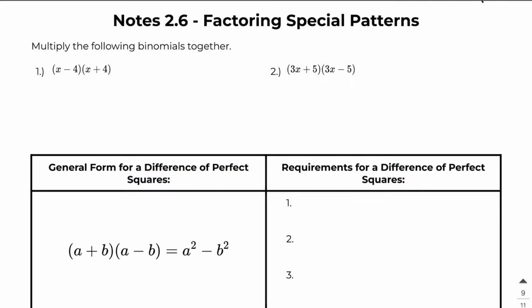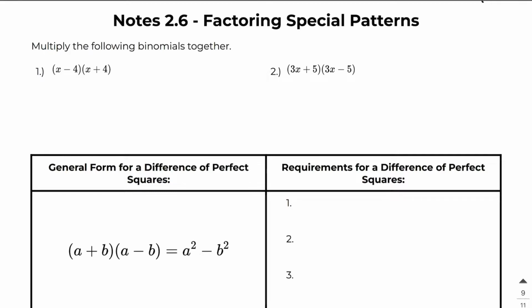So in this first example here, we need to multiply the following binomials together. You can use whatever method you like to do this. You can FOIL, you can just use the distributive property. Those are pretty much the same thing. You can use the box. It doesn't matter. I'm just going to FOIL just because it's quick.